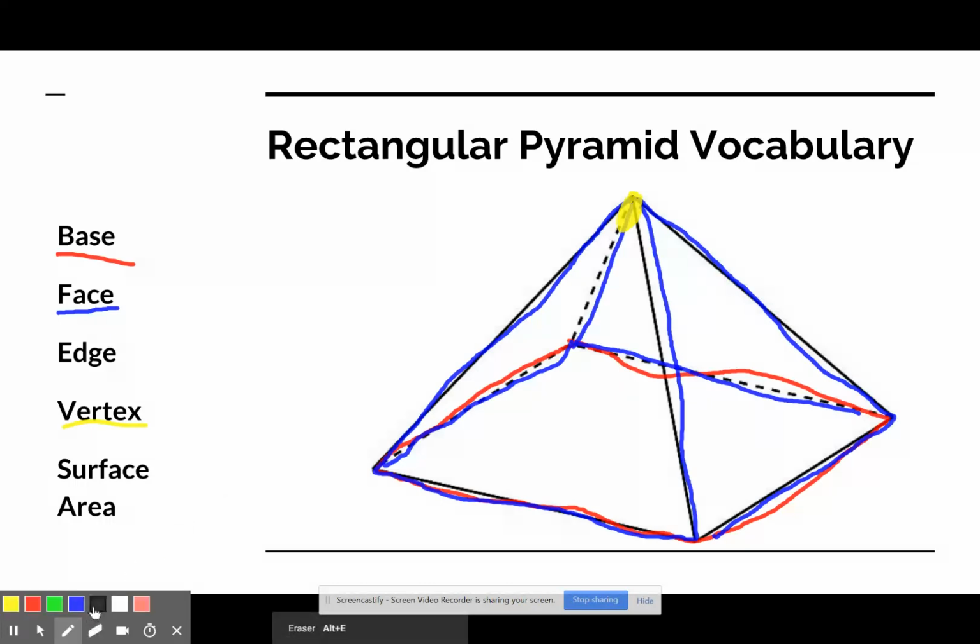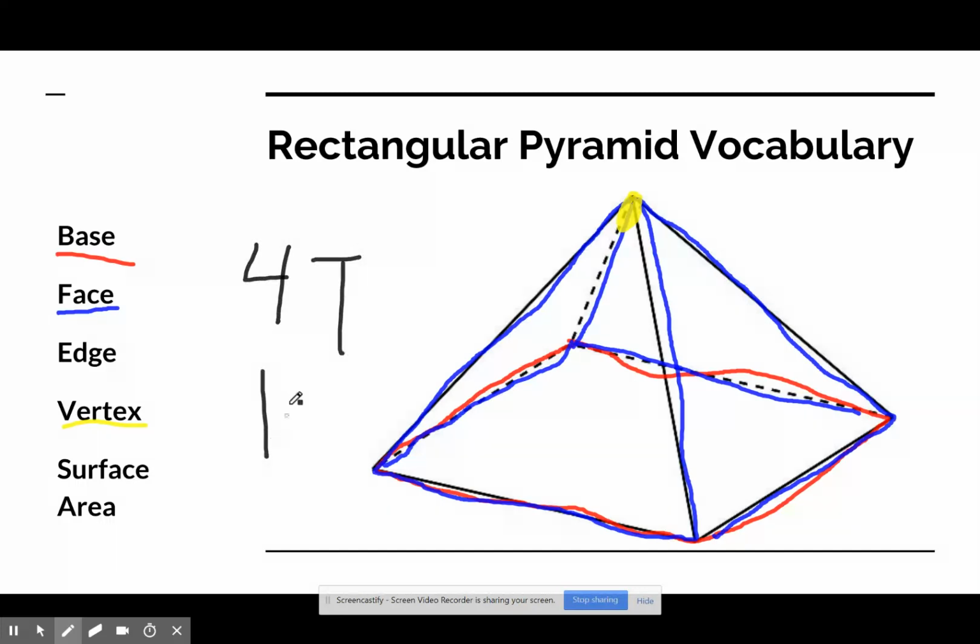Now, what exactly is surface area? Surface area is the complete area of the outside. So not what's inside, but what's around it. So in this case, we're going to have to find the area of 4 triangles, and we're going to have to find the area of 1 rectangle.